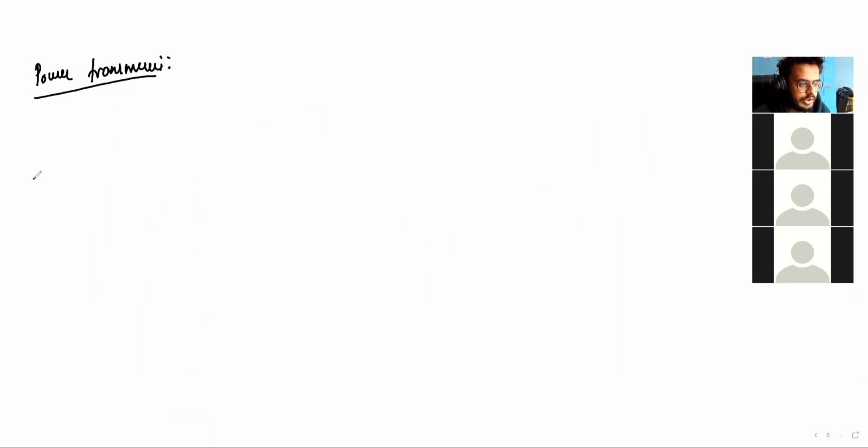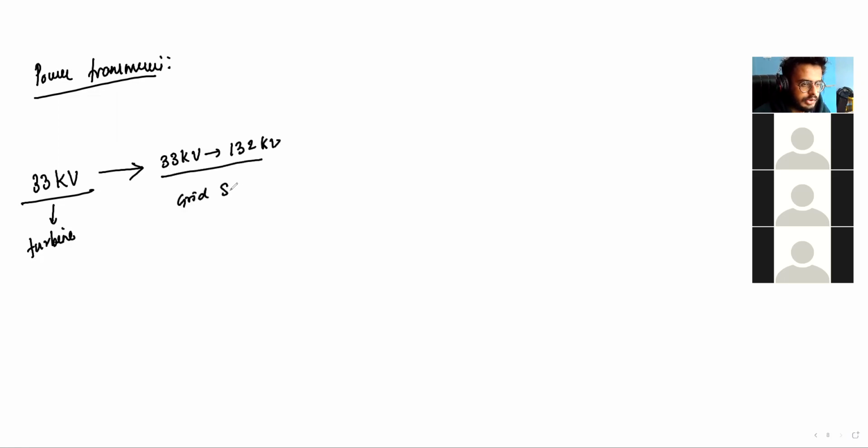So we have power generation, where 33 kilovolt is generated at the turbine, hydropower or nuclear power, whatever it is. Then it goes to a main substation, the grid substation, where 33 kilovolt is converted to 132 kilovolt. Now this is transmitted in the form of wires. This is the transmission phase.